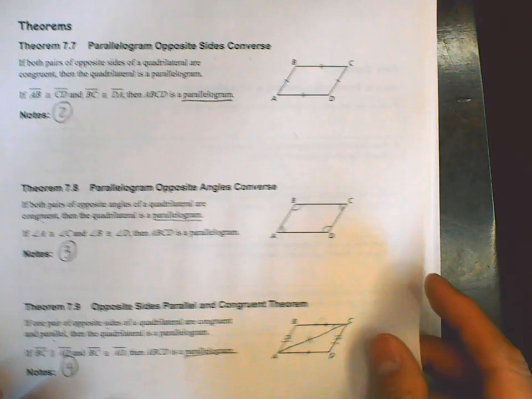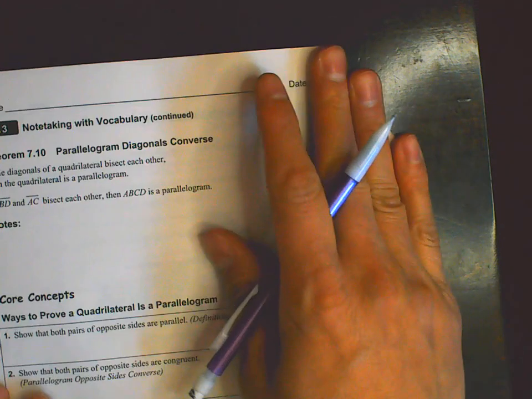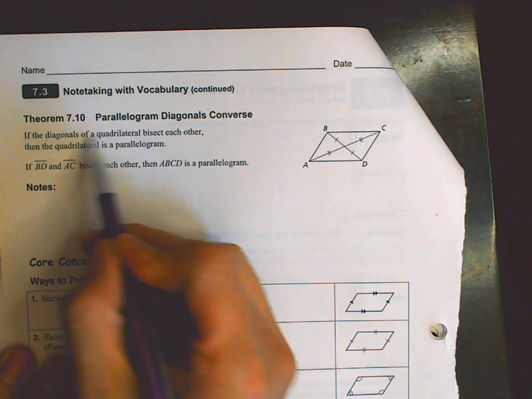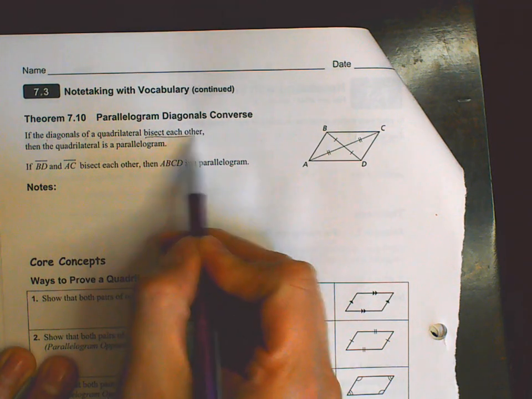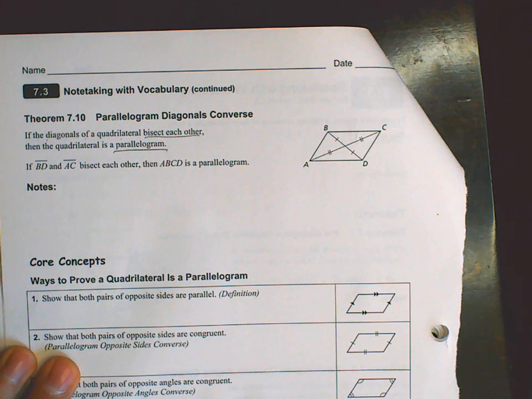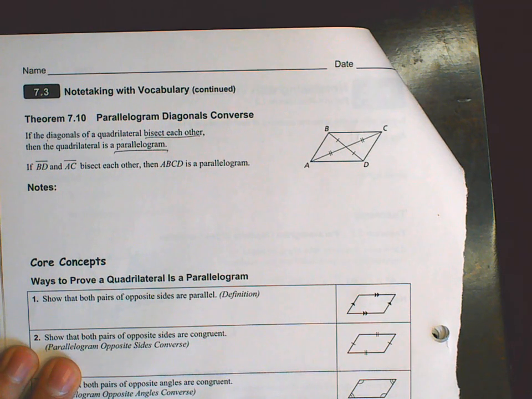Now on the next page, on page 208, you have the last theorem. The last theorem says this: if the diagonals of a quadrilateral bisect each other, then the quadrilateral is a parallelogram. Could you have written all these theorems as a biconditional? Absolutely. Those are the ones that say if and only if. But then again, that would be a little bit more confusing.